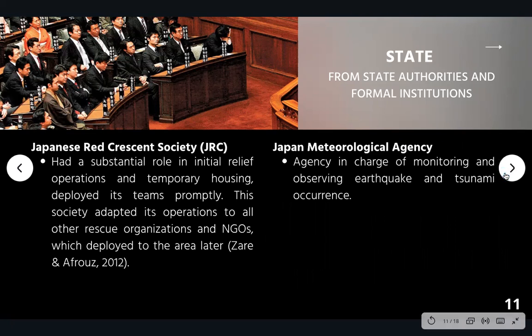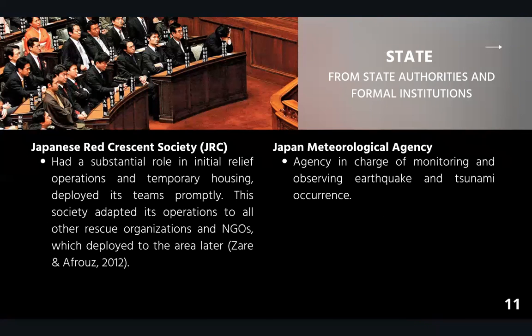We also have the Japanese Red Crescent Society, or JRC, who played an important role in initial relief operations and temporary housing. This society adapted its operations to all other rescue organizations and NGOs, which were deployed to the area later. Lastly, for the state actors, the Japan Meteorological Agency was in charge of monitoring and observing earthquake and tsunami occurrences.